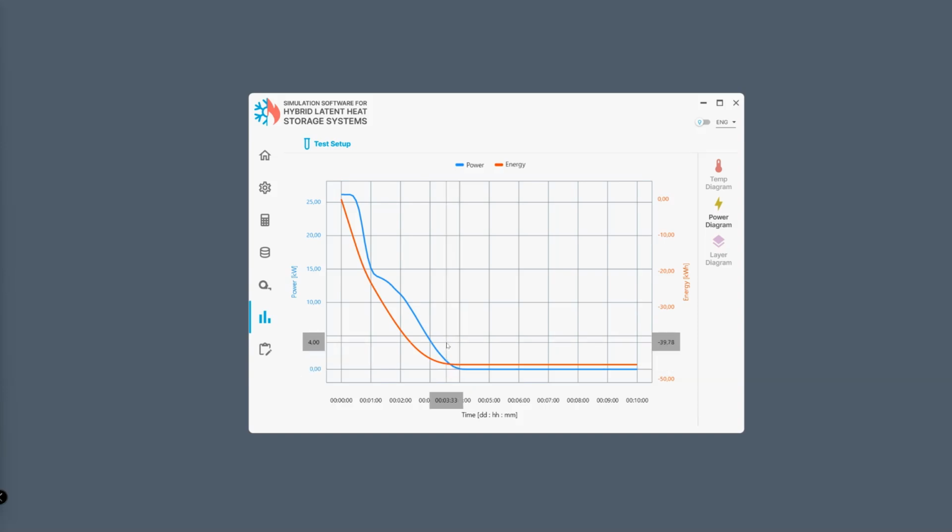If we integrate power over time, we get the energy which was delivered from the tank system, and we see that the system, that is the red line, delivers close to 46 kilowatt hours in total.